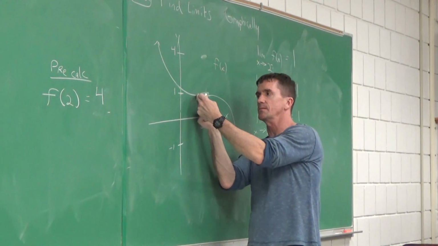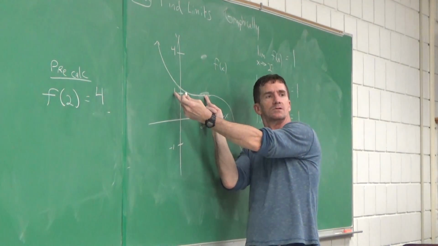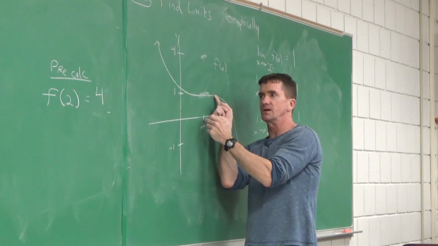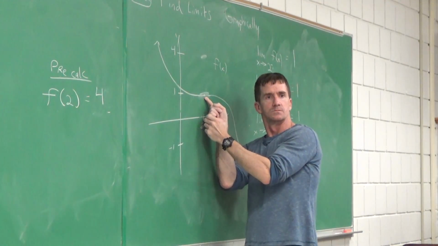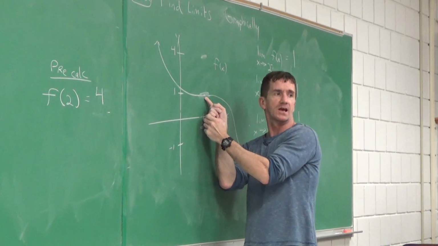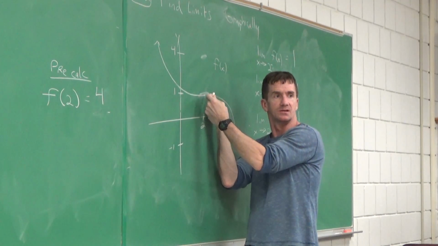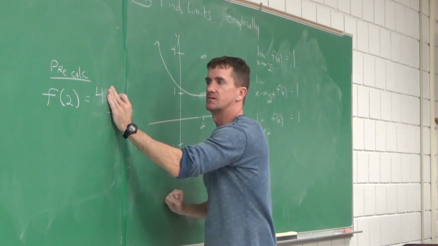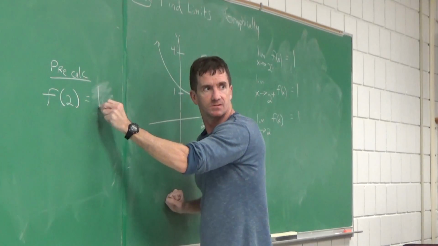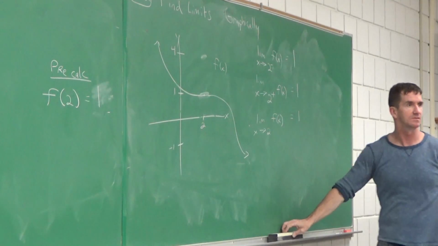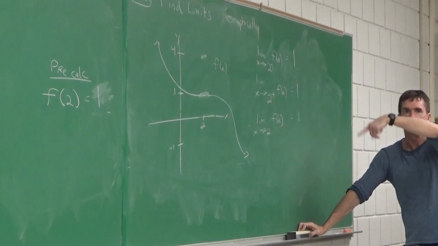As you approach 2 from the left side, what are you getting closer and closer to? 1. As you approach 2 from the right side, what are you getting closer and closer to? 1. Those are the same, so the limit from both sides has to be what? 1. Now what's this though? 1. Don't agree? 1, 1, 1.